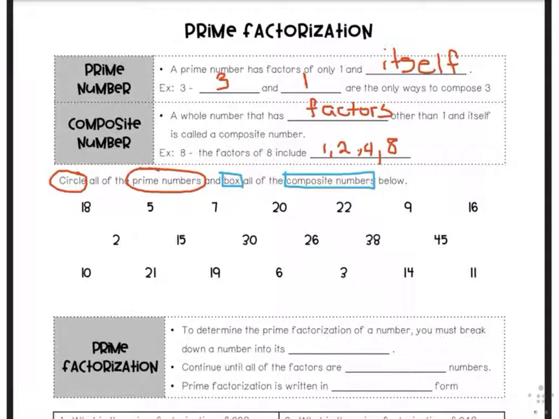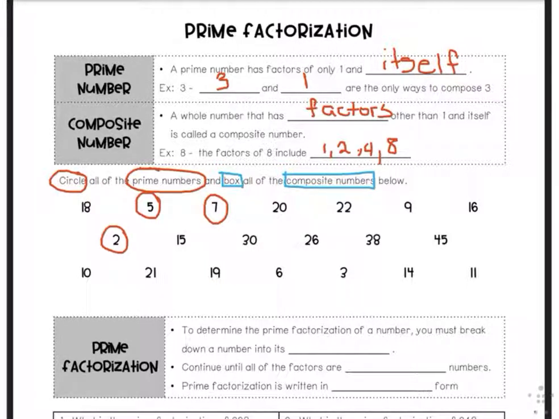18 has other factors besides 18 in itself, so that is a composite. 5 only includes 5 and 1 for its factors, so that is a prime number. We can't break that down any smaller. 7 only has factors of 7 and 1, so therefore it is a prime number. Let's go ahead and look. 2's factors are only 2 and itself, so it is a prime number.